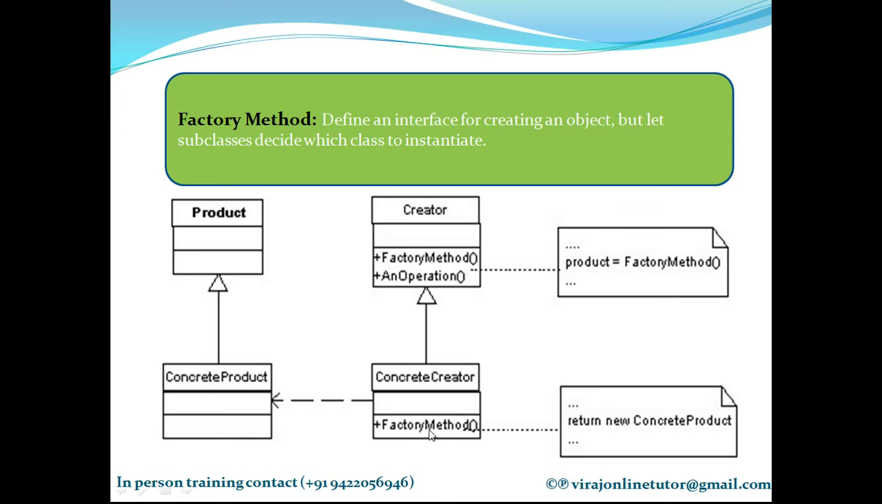And where is that logic there? Which class to instantiate? It's inside factory method. So factory method internally has a logic to decide which concrete product to create. Right?